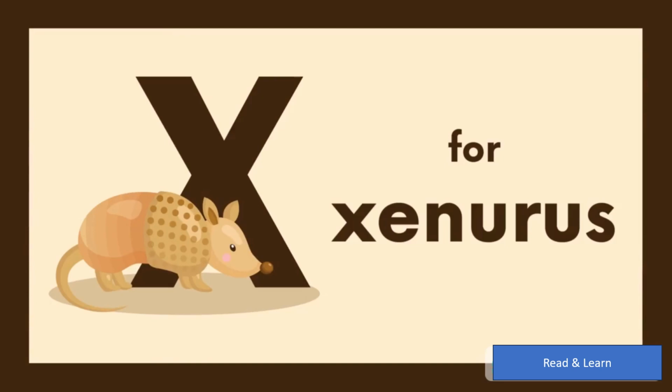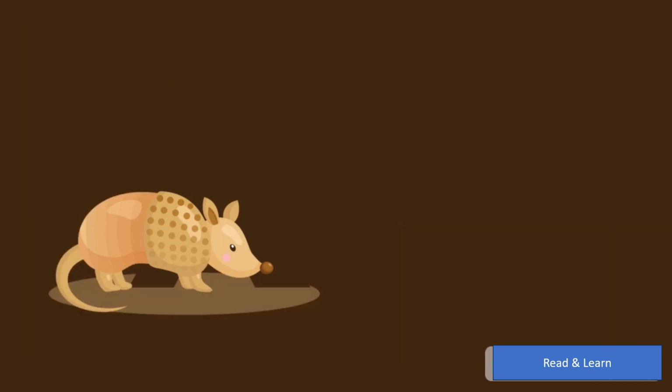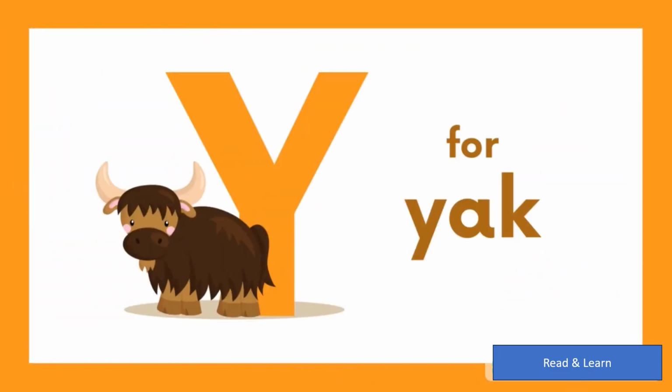This is letter X. X says X. X is for Cynorus. X. This is letter Y. Y says Y. Y is for yak. Y.